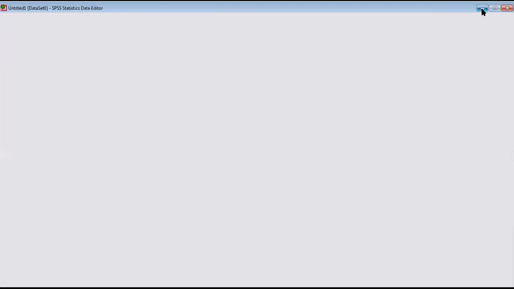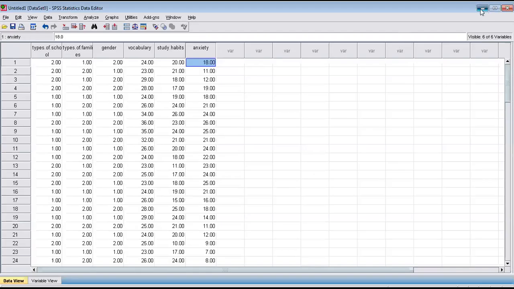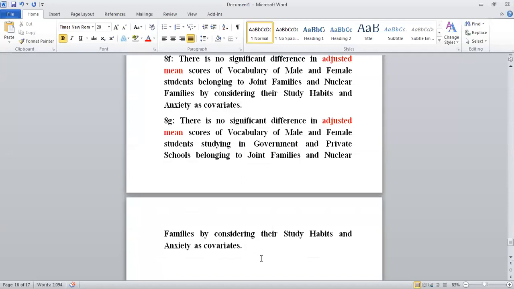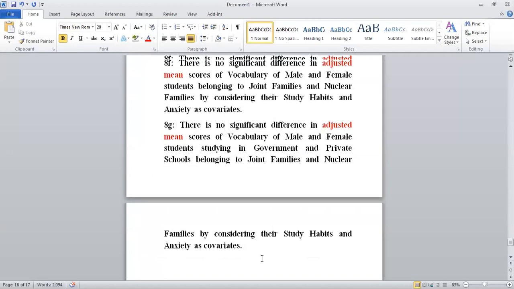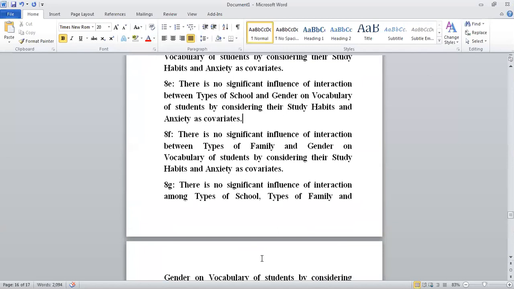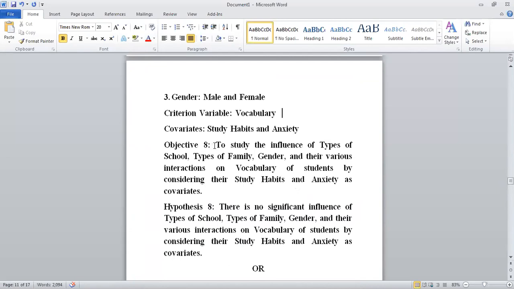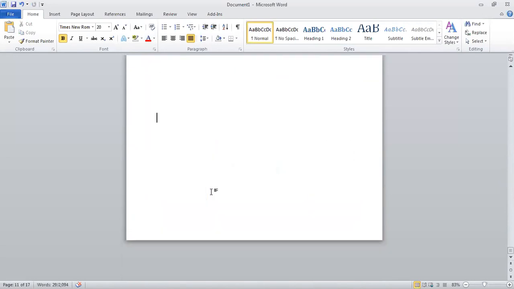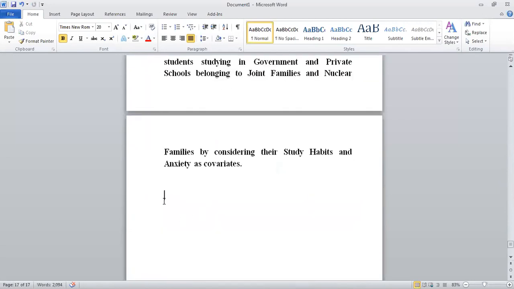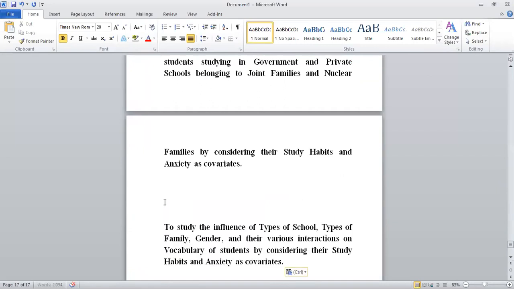Now let me go and share my Word file. Where is my Word? This is my Word file. All right. Now you know the variables and the objective which I had. Let me write it for you. This was my objective, and I'm taking this objective.